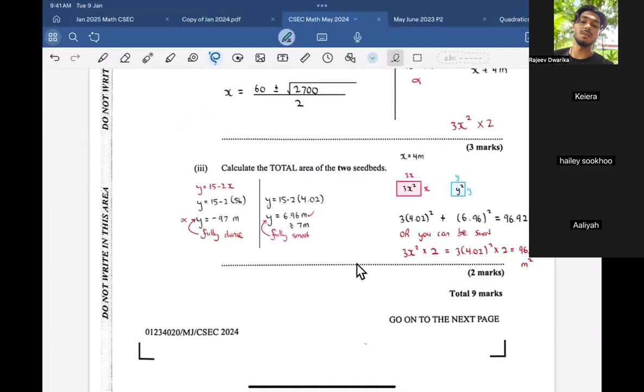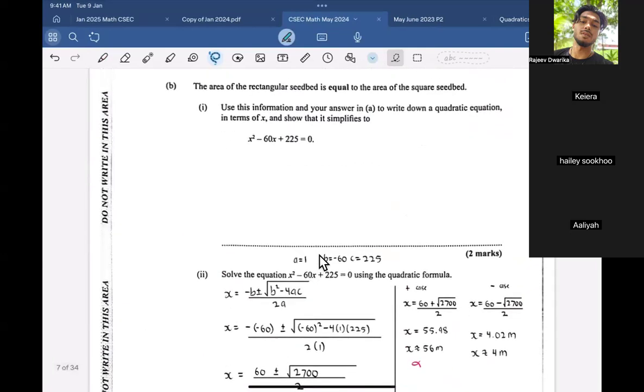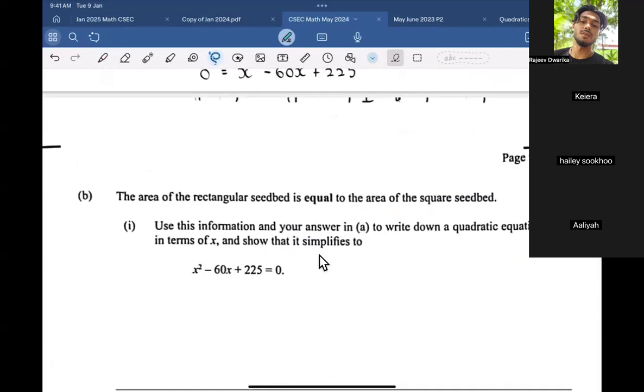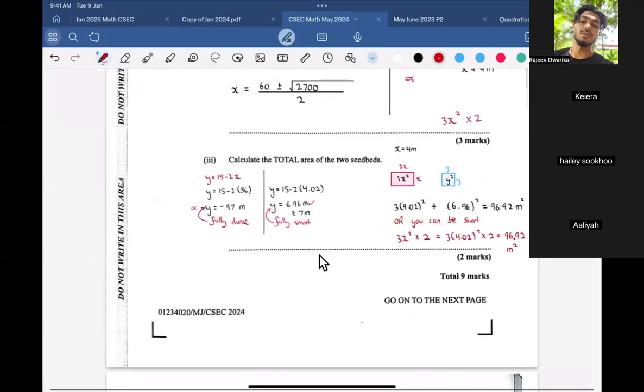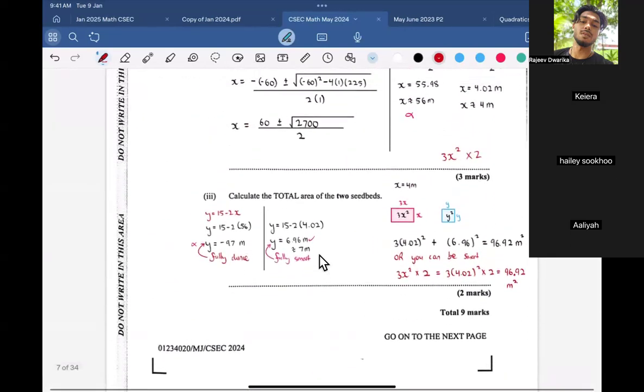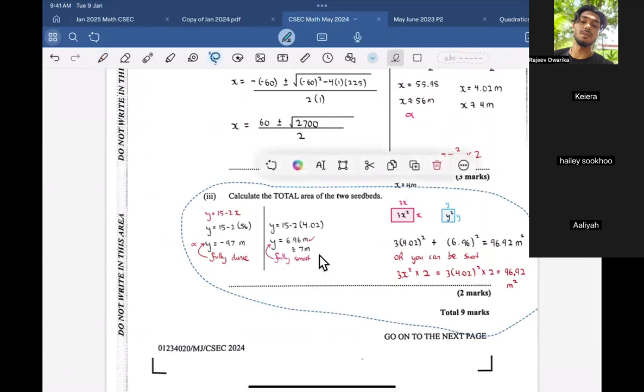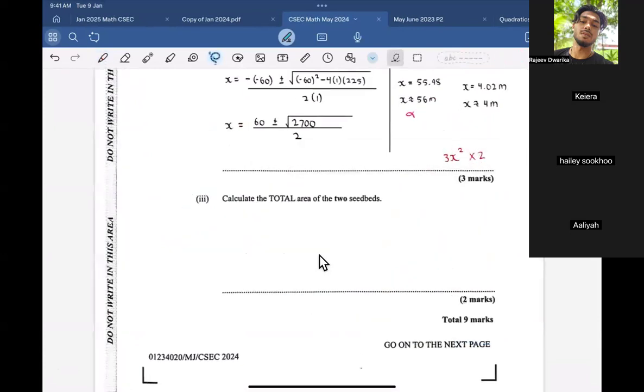Aliyah, you understand now? Somewhere over here they said that both of the areas are equal. So if you find the area of the rectangular seed bed, it is equal to the area of the square. You know what? I would just erase this and just play it simple.